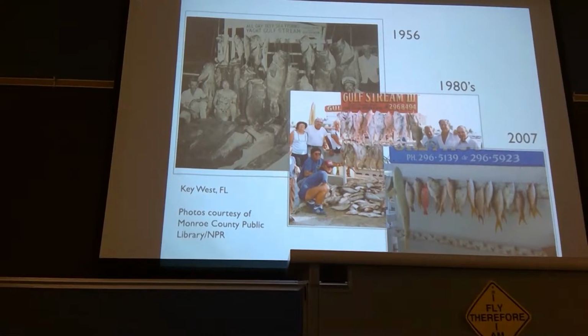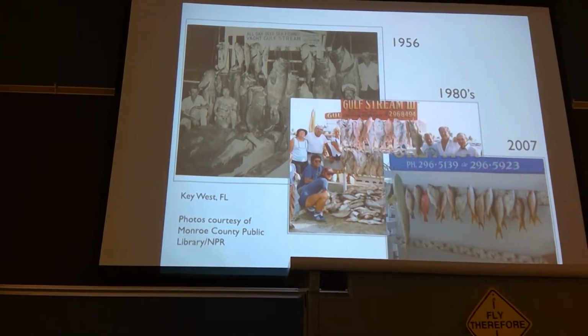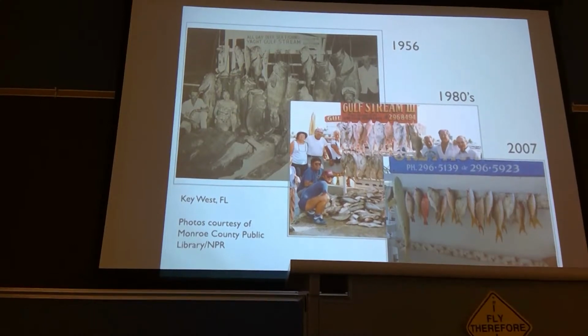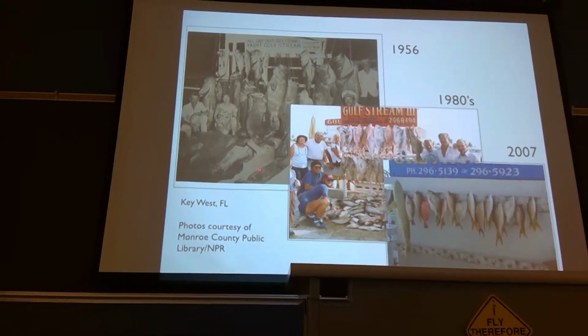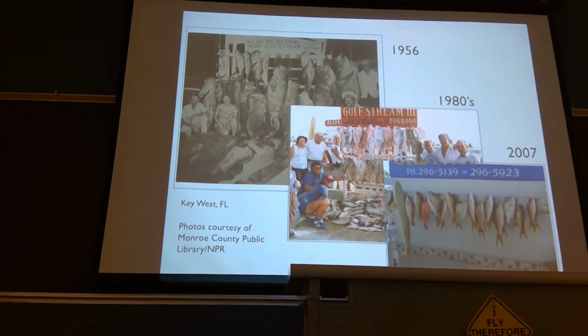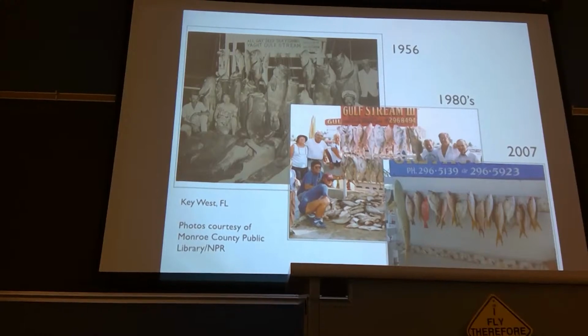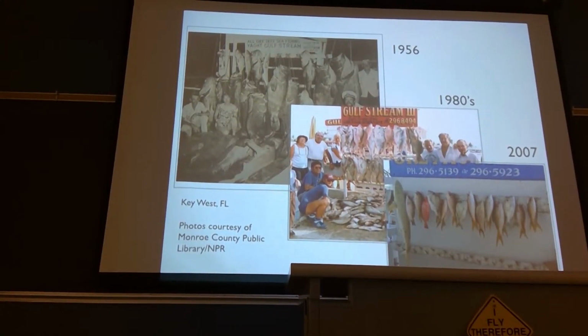By 2007, your day of sport fishing looks like this. You don't even want to be in the picture with the fish. One of them, you can't even eat. This looks like a shark here too, a big shark. This is a tiny little, like 2-foot shark. That's overfishing due to both the recreational and the commercial fishing industries in the Gulf of Mexico.